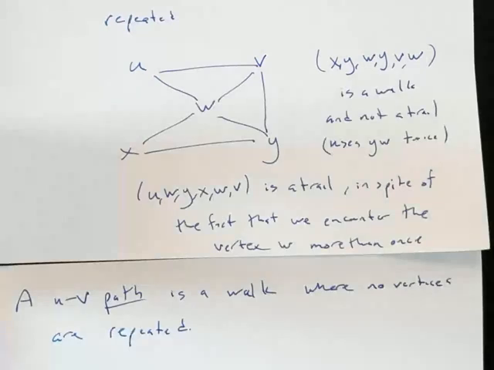So I have walks, trails, and paths. A walk can be anything. A trail is not allowed to repeat an edge. A path is not allowed to repeat a vertex. Question. If I give you a path, must it be a trail or not? Could you make something that is a path that is not also a trail?